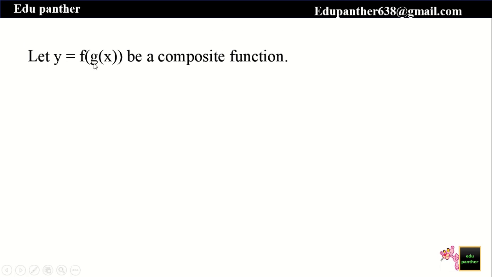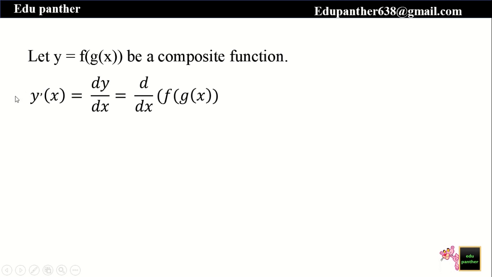So suppose y is equal to f of g of x is your composite function, then its derivative, denoted by y dash of x, or we can write dy by dx, is f dash of g of x into g dash of x. That means first we have to differentiate the function present outside, which is f here, then multiply the derivative with the functions present inside the bracket.